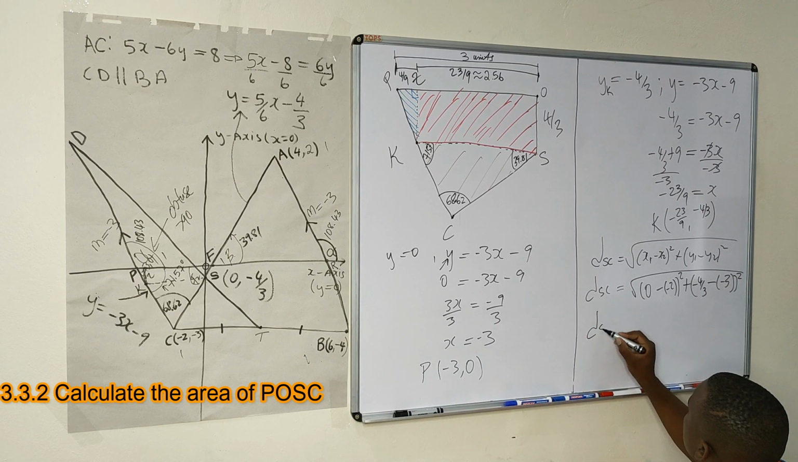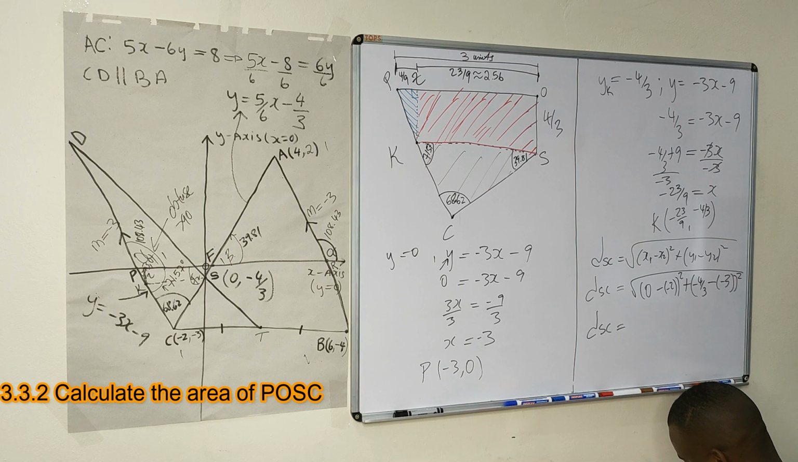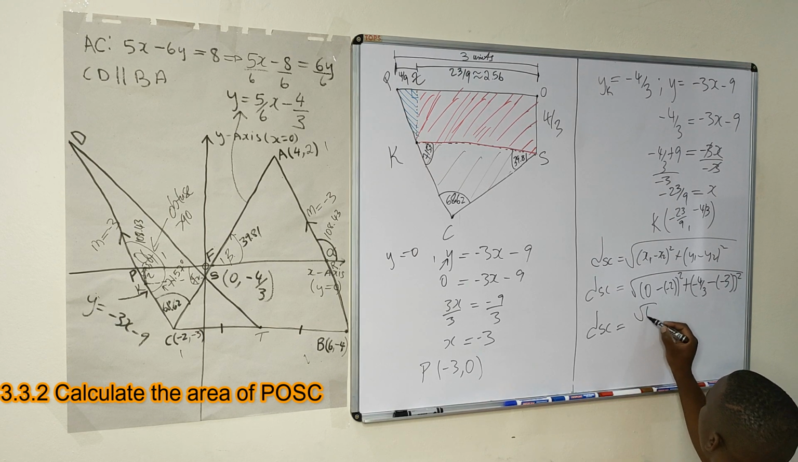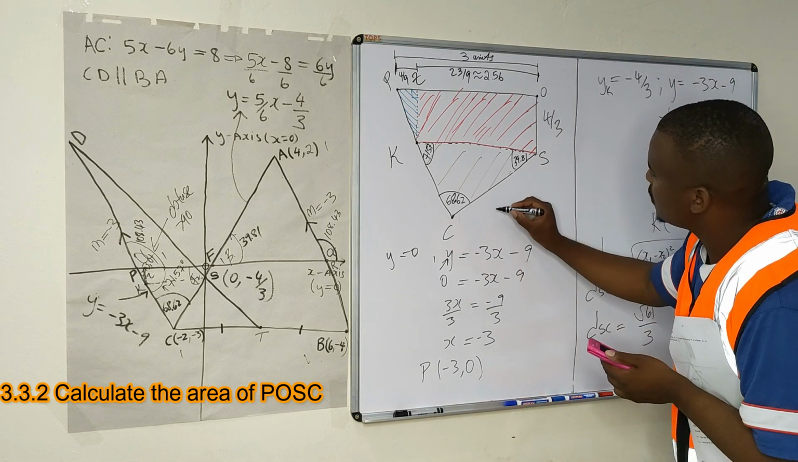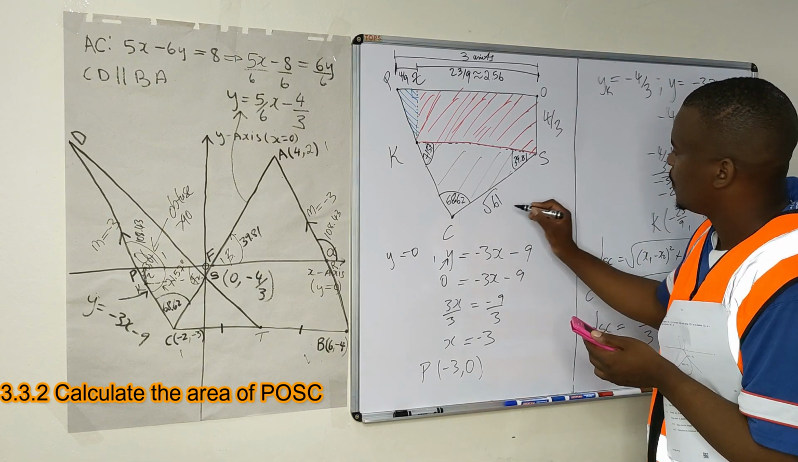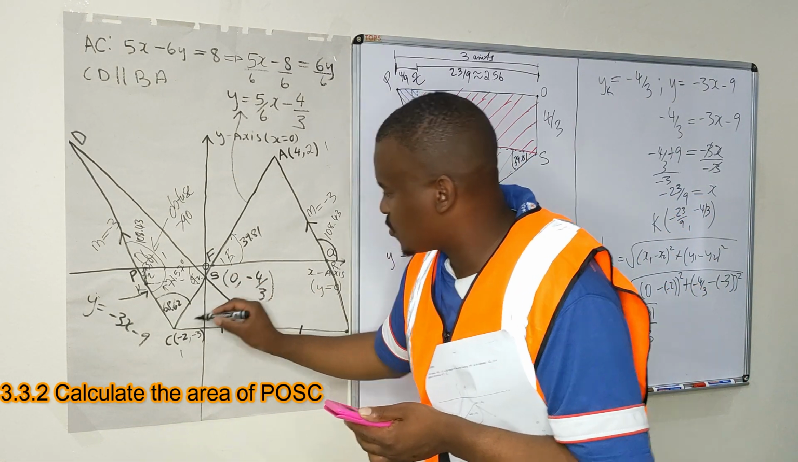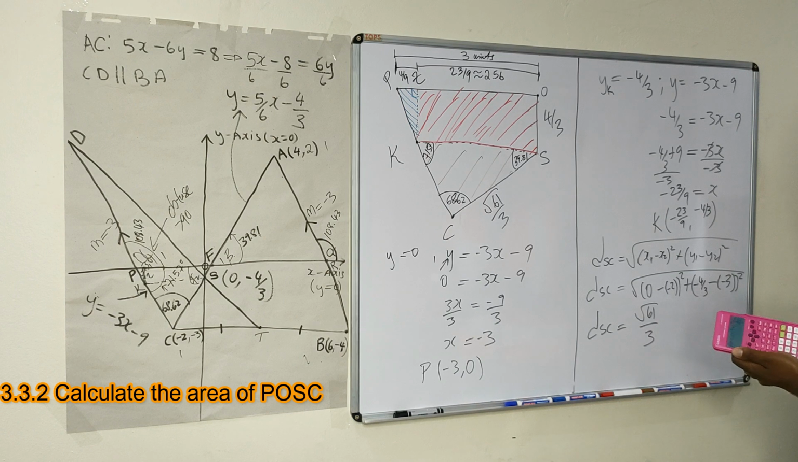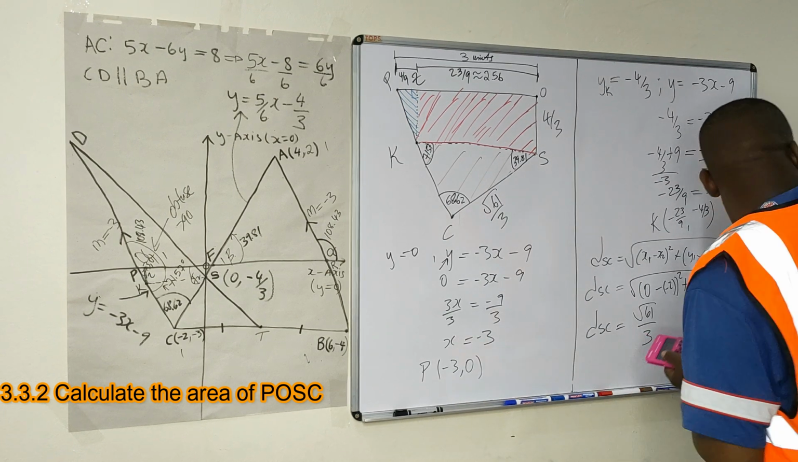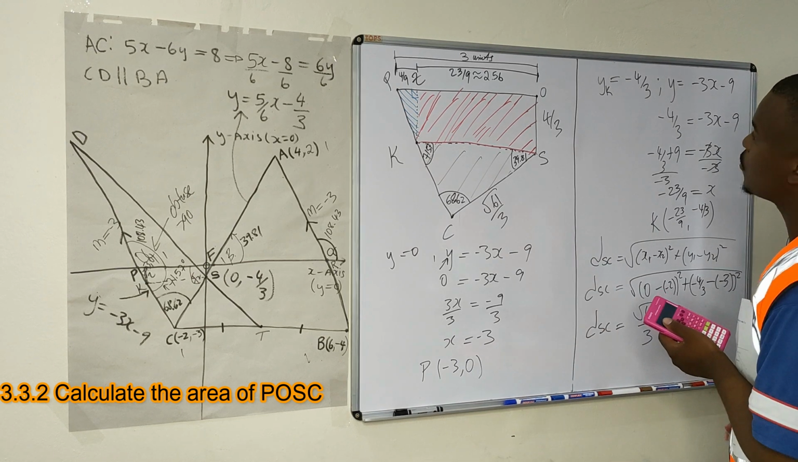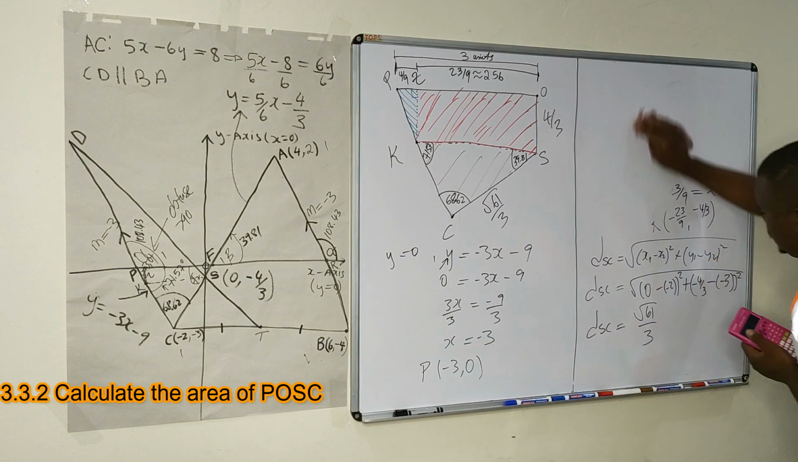So this is distance SC, equal to the square root of 0 minus 2 all squared plus -4 over 3 minus 3 all squared. So you have root 61 over 3. So the distance here is root 61 over 3, which is the same as that one. So now we can calculate the area of this thing. How are we going to do this? I'm going to clean that one now because we have all the dimensions that we needed.